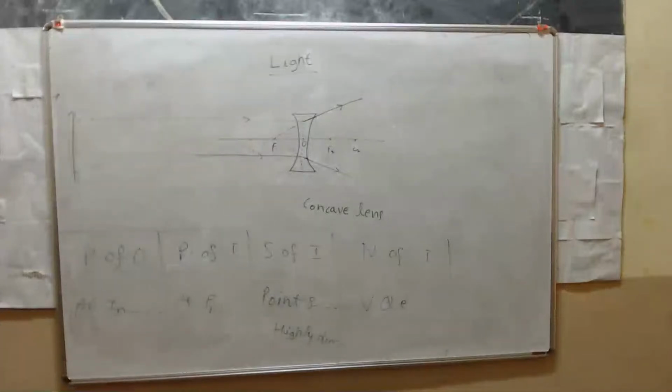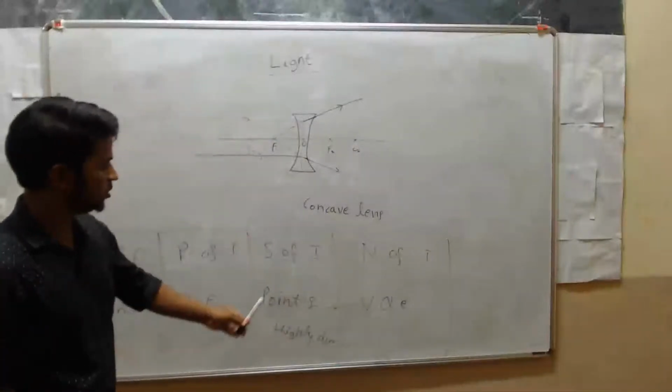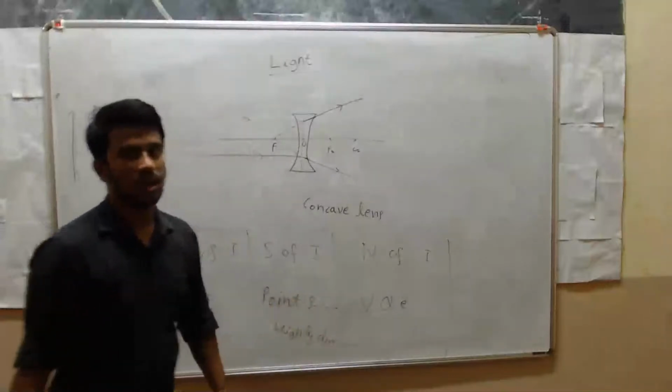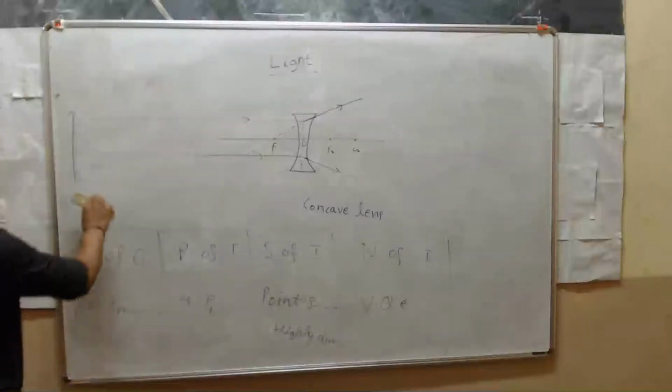So now, position of the object at infinity, position of the image at F1, size of the image point-sized and highly diminished, and nature of the image is virtual and erect. Okay. Next.